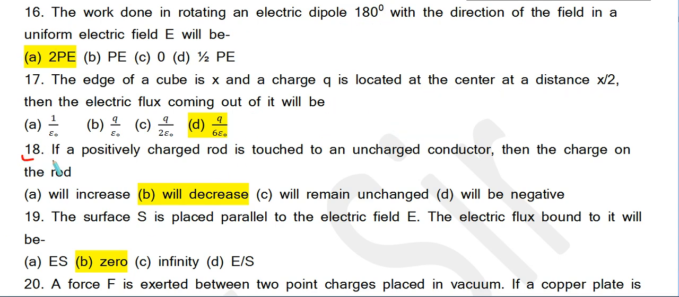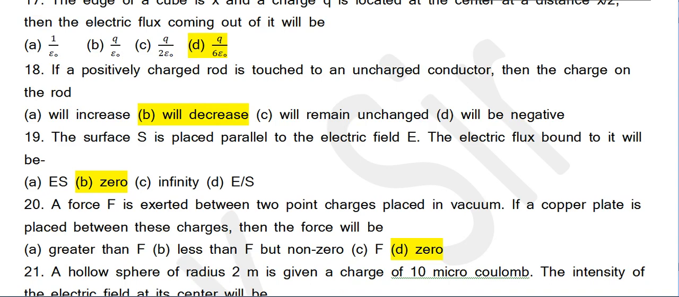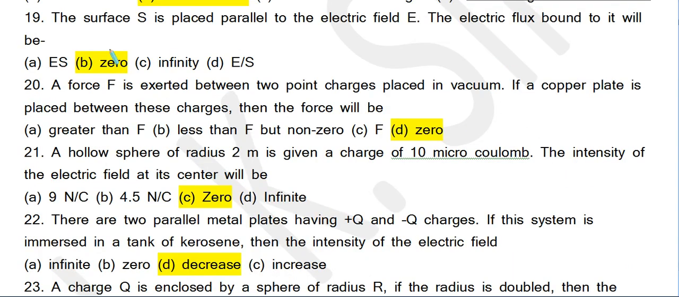In question number 18, if a positively charged rod is touched to an uncharged conductor, then the charge on the rod will decrease because some charge moves towards the uncharged conductor. Now question number 19. The surface S is placed parallel to the electric field E. The electric flux through it will be 0, because in the direction of the electric field the electric flux is always 0.